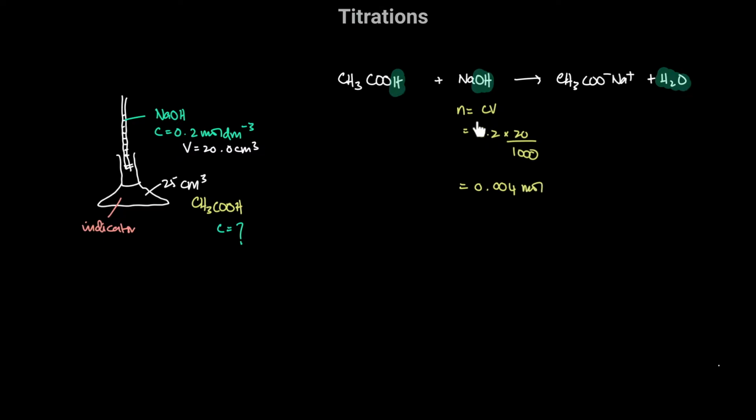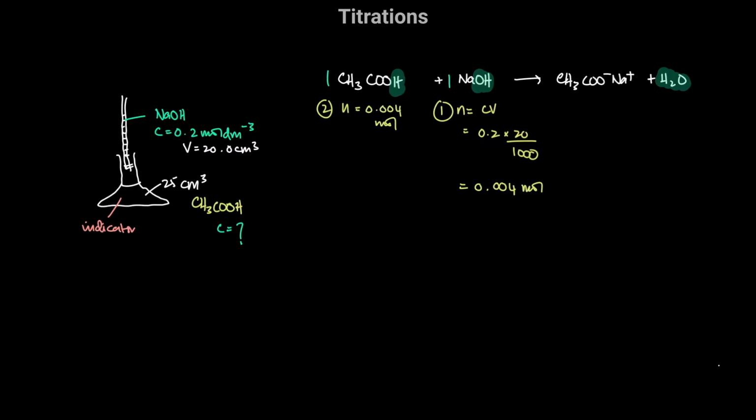Here we know the concentration as well as the volume of sodium hydroxide. That's a known quantity, and using that we can determine the number of moles of sodium hydroxide, and therefore the number of moles of ethanoic acid that were present in the flask. They react in a 1:1 ratio. So the number of moles of ethanoic acid is also 0.004 moles.